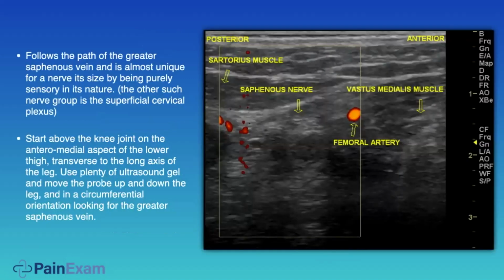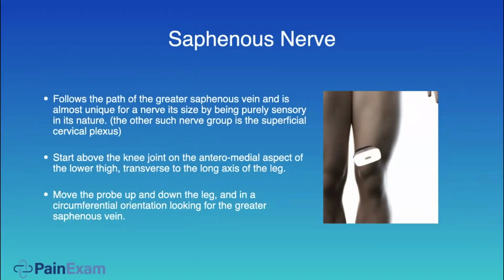So the femoral nerve is depicted here. You can see the artery next to it. Sometimes you'll see the vein next to it. It usually lies under the sartorius muscle and between the sartorius and vastus medialis. It follows the path of the greater saphenous vein and is a sensory nerve, which is unique because it's a large nerve, and most large nerves are not purely sensory. However, this is like the cervical plexus.